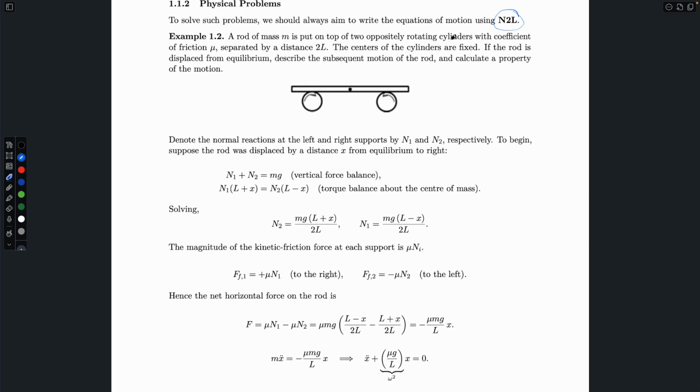This idea is illustrated in example 1.2. A rod of mass m is on two oppositely rotating cylinders. So basically this one is spinning like this, and this one is spinning like this. There will be friction because the friction coefficient is mu. Obviously the frictional force from the left will be acting to the right, and the frictional force from the right will be acting to the left. When you displace the rod by a distance x, the center now moves here, and the rod is extended over here.